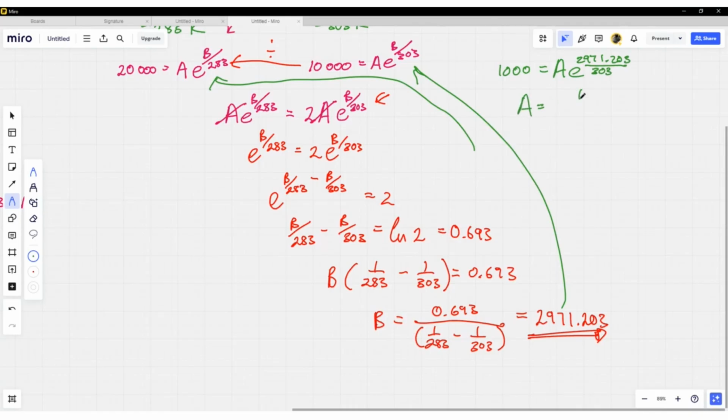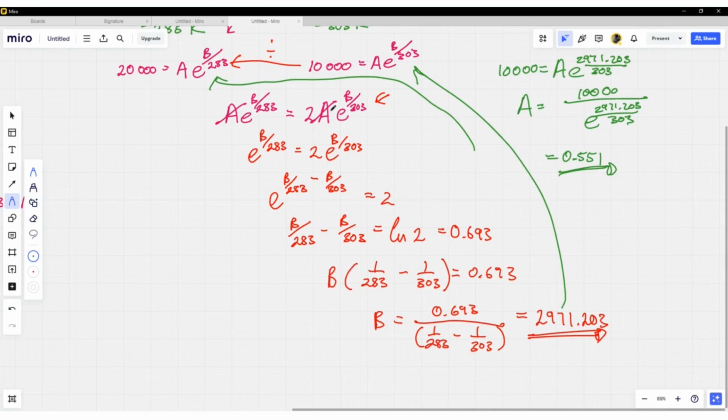And then A is going to be 10,000 divided by e to the power of 2971.203 over 303. 2971.203 divided by 303. So that should give you 0.551. Okay, so we have our two constants done.